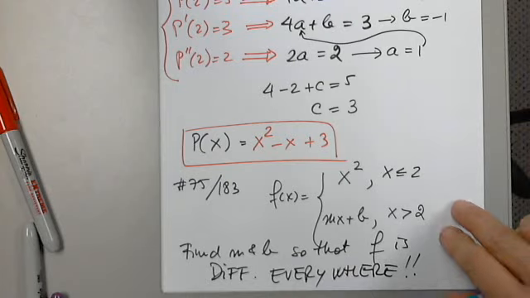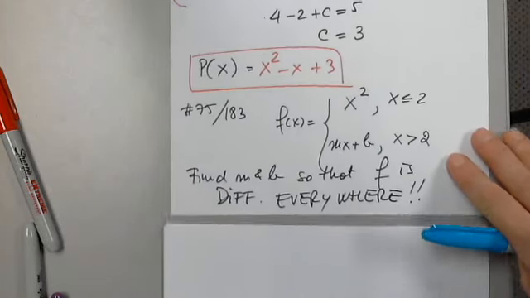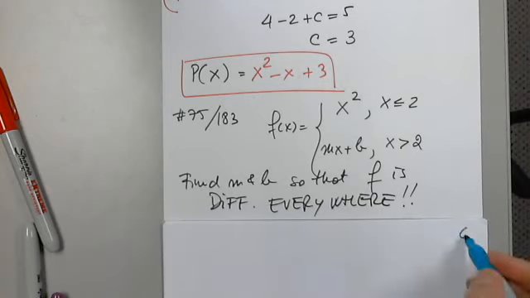Let's discuss this together. For a function to be differentiable everywhere, what is the first condition? Continuous. But that's not sufficient, because not all continuous functions are differentiable everywhere. We have to say continuous. However, that continuous function cannot have a cusp, a corner, or a vertical tangent. So if it's continuous and it has one of these three, it will not be differentiable everywhere.